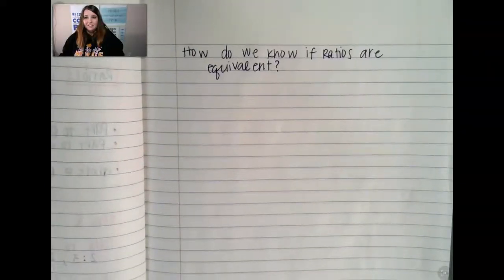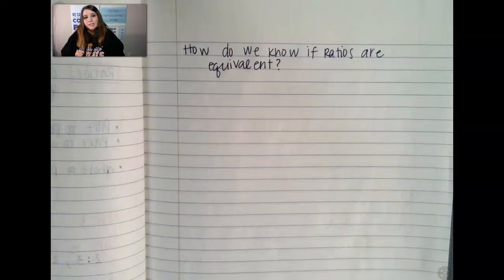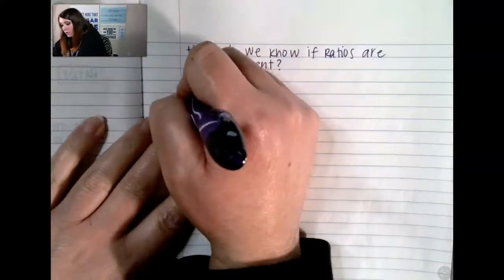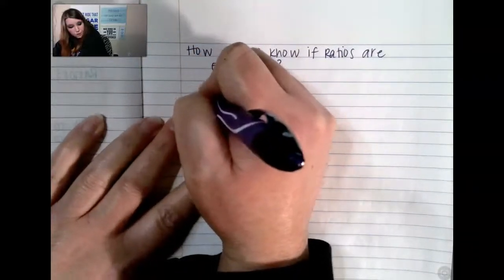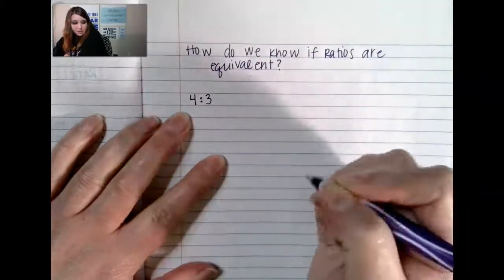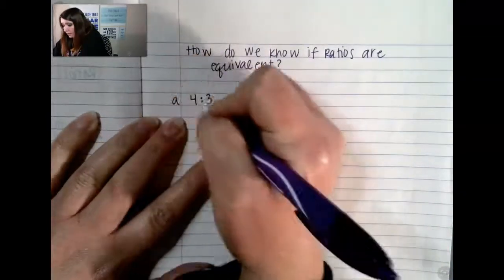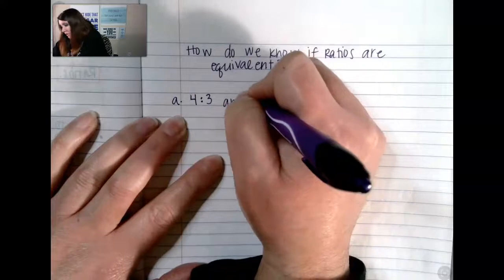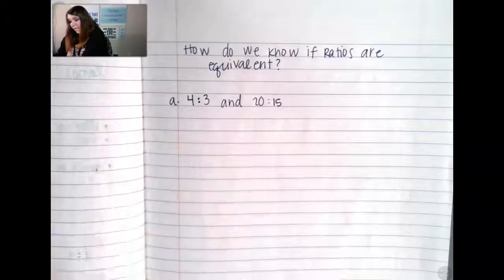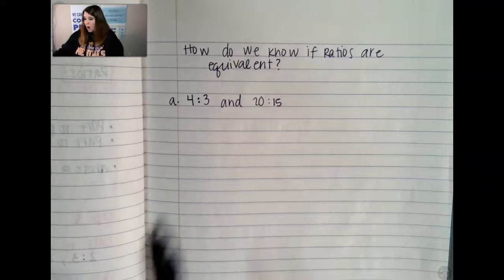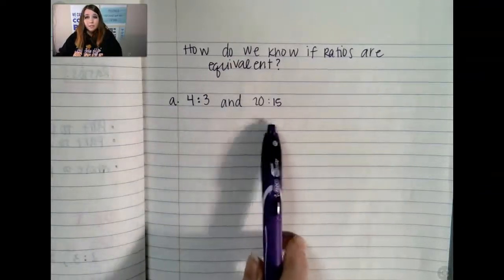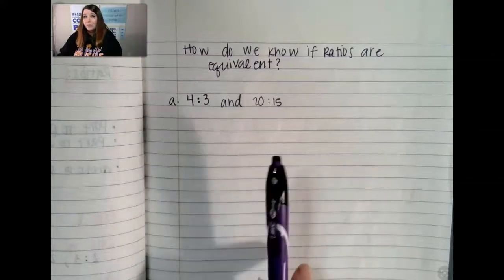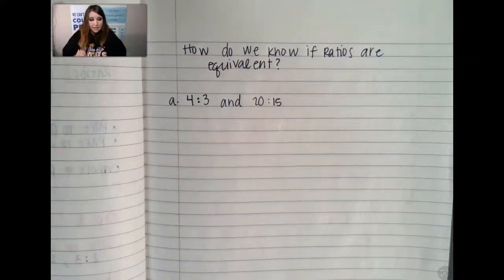Okay, so now we're going to look at how do we know if ratios are equivalent. We know that ratios compare things. So I have 2 ratios and each of them are comparing things. I have a ratio that looks like 4 to 3 and another ratio that is 20 to 15. And I want to know, are these 2 ratios equivalent? Are they comparing the same quantity? Or do they have the same value?